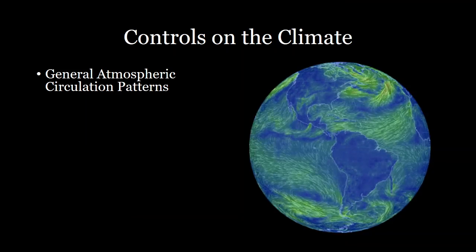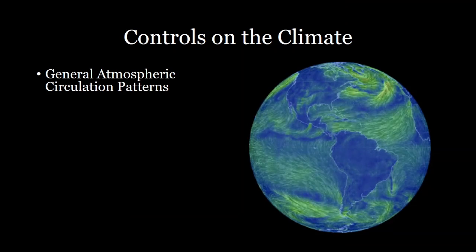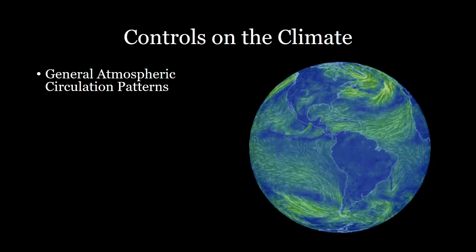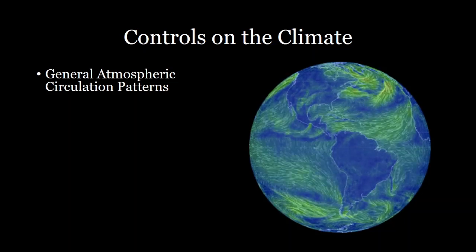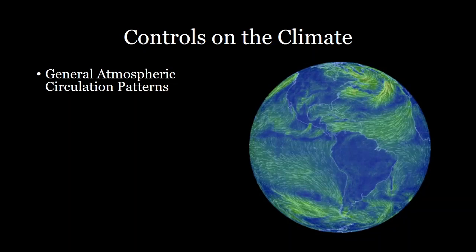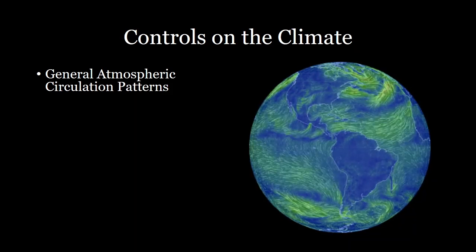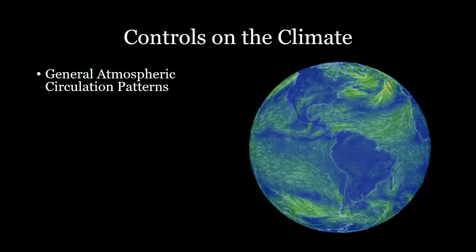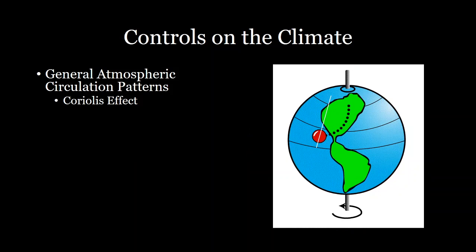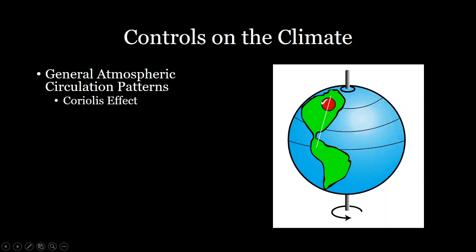So what are some of the things that affect the climate, the controls on the climate? One of them is the general atmospheric circulation patterns. So there's winds all around the Earth, as you can see here, and they tend to have consistent patterns. And a lot of times those patterns are related to what's called the Coriolis effect. You might have heard of that term before. The Coriolis effect just means that as you move closer to the equator, an air mass is going to be moved slightly to the west.